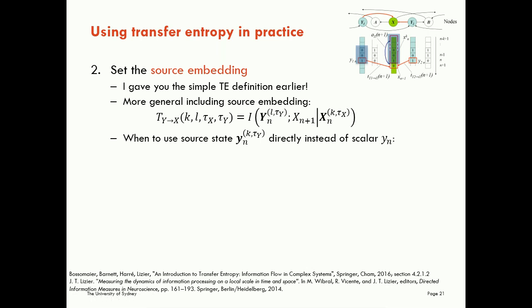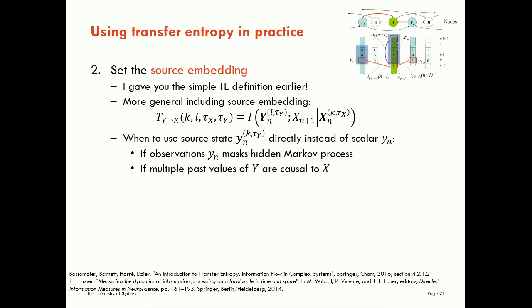So the big question is, when should we use a source state directly instead of a scalar for the source? There are a couple of possibilities here. One is if our time series observations are masking some hidden Markov process, then it can be useful to use an embedded state to properly represent the underlying state of that process. For example, if we have brain imaging measurements, there what we have is a single dimensional observation on a multi-dimensional hidden Markov process. So that can be quite useful to model that more accurately using an embedded vector.